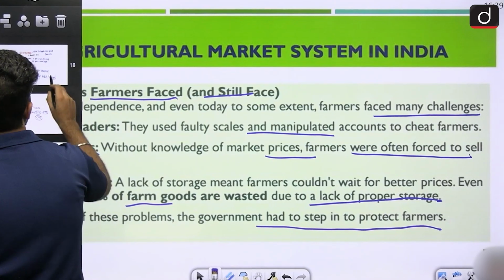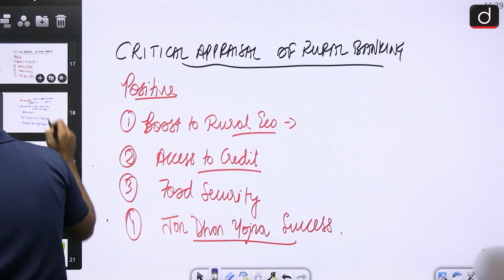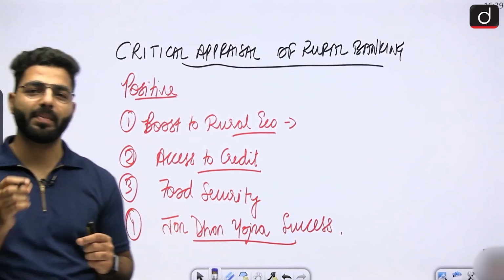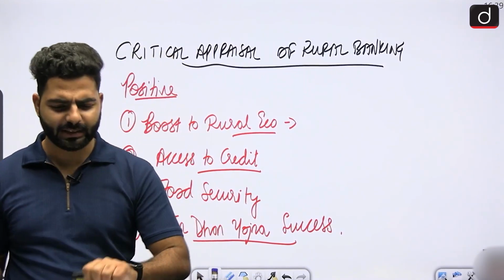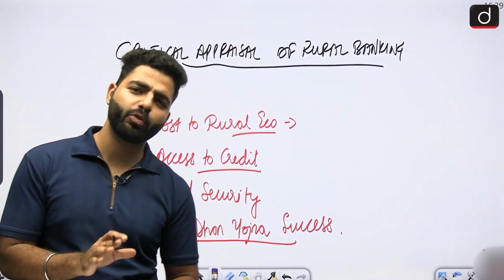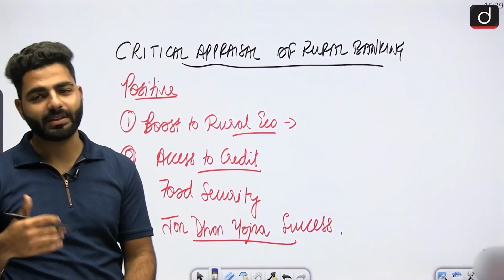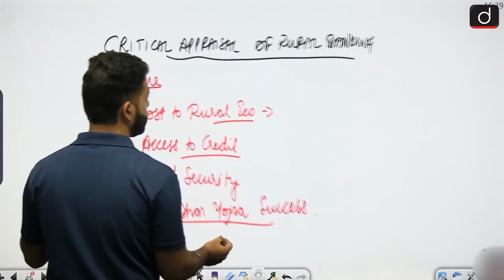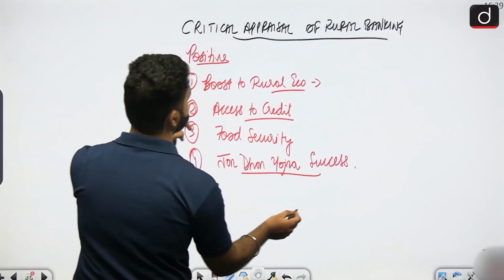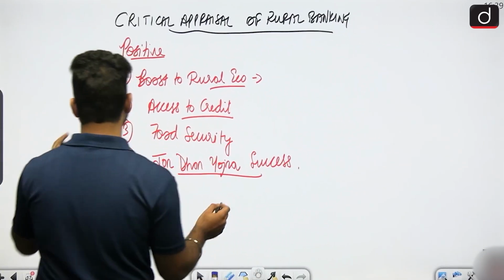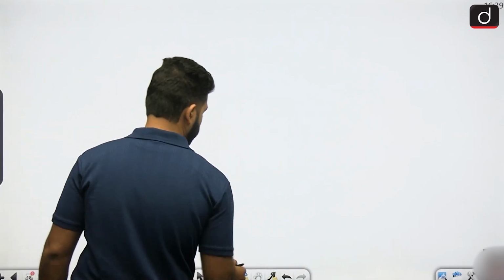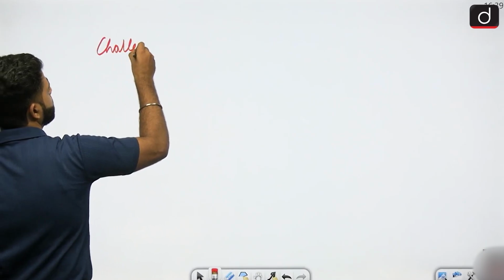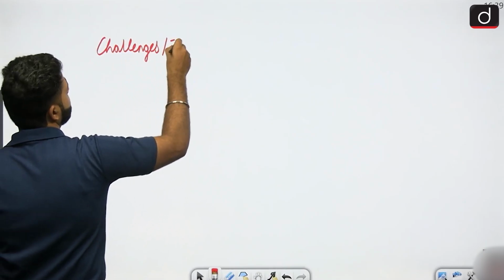Now we were talking about the critical appraisal. So we have talked about the positive aspects. I've told you some mini topics also. Now what about the challenges and failures? In rural banking, there are some failures also, the challenges that we have to talk about. So positives done. Okay, we will use the next page. What about the challenges / failures?